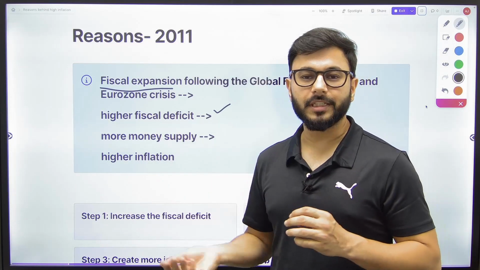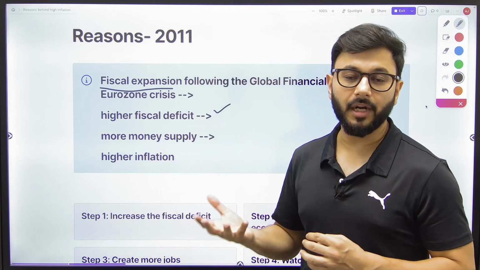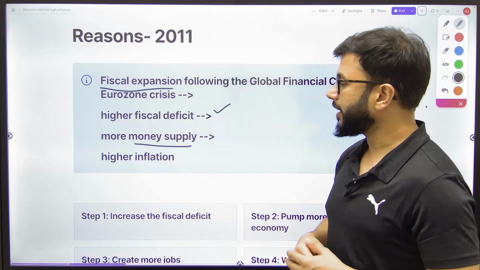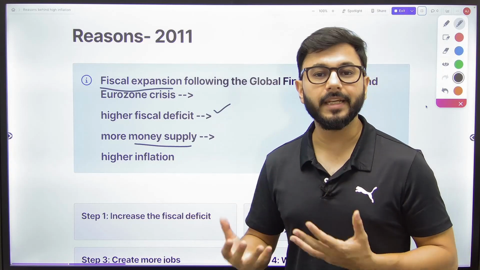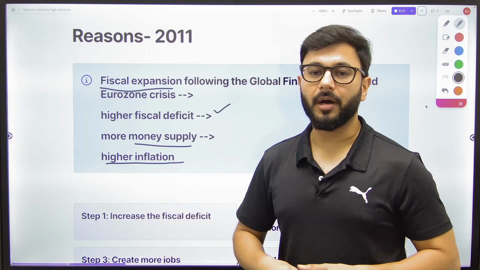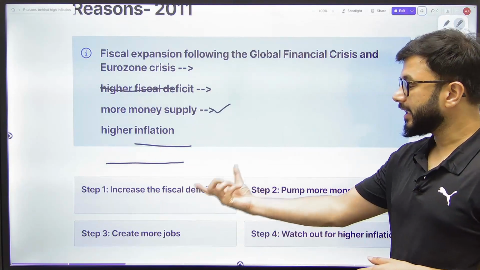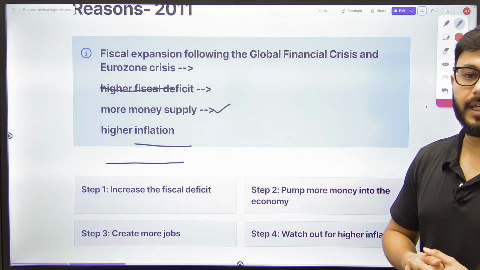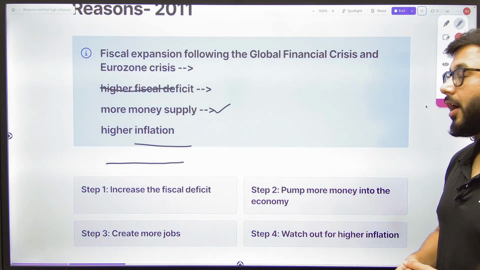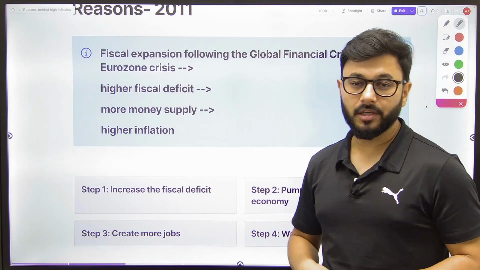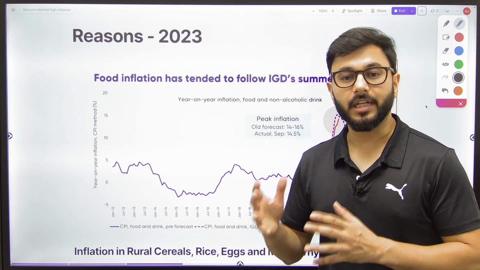But they had no choice, and they had to go down this path in order to create growth and demand in the economy. Higher fiscal deficit automatically results in more money supply in the economy, which means more money in the hands of people, which means higher demand and thus higher inflation. The same has been said here in simple terms. Increase the fiscal deficit by pumping more money into the economy, which creates more jobs, but ultimately results in higher inflation in the economy as well. So this is one of the major reasons behind inflation in 2011.